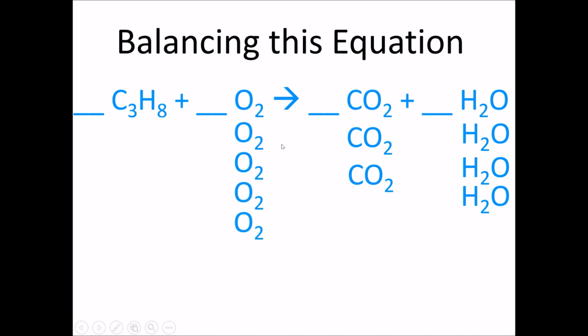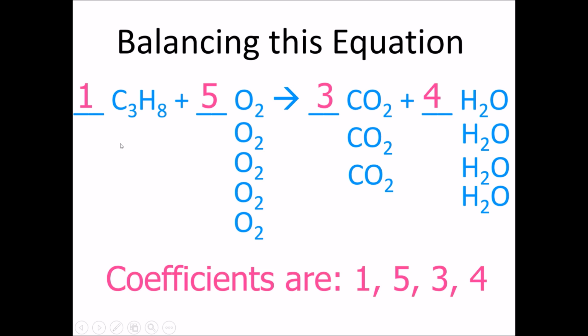It looks like my reaction is all balanced out, so I'm going to go ahead and add in some coefficients. The coefficients will be representing how many molecules are present in the reaction. Here I have 1 molecule of this, but usually we don't write in the 1 at all. It's mostly understood, so we don't write it in. I have 1, 2, 3, 4, 5 molecules of oxygen, so there's my coefficient of 5. I have 3 carbon dioxides, 1, 2, 3, and 4 water molecules. My coefficients are now 1, 5, 3, and 4.